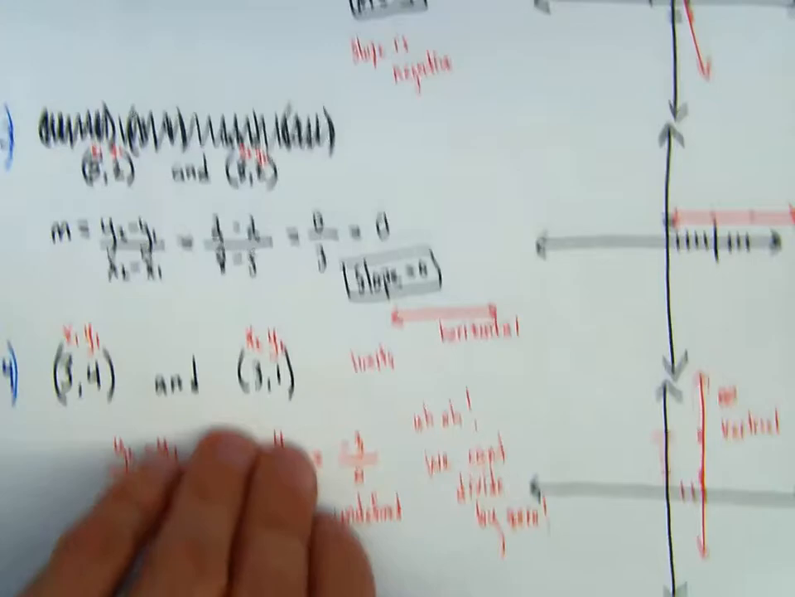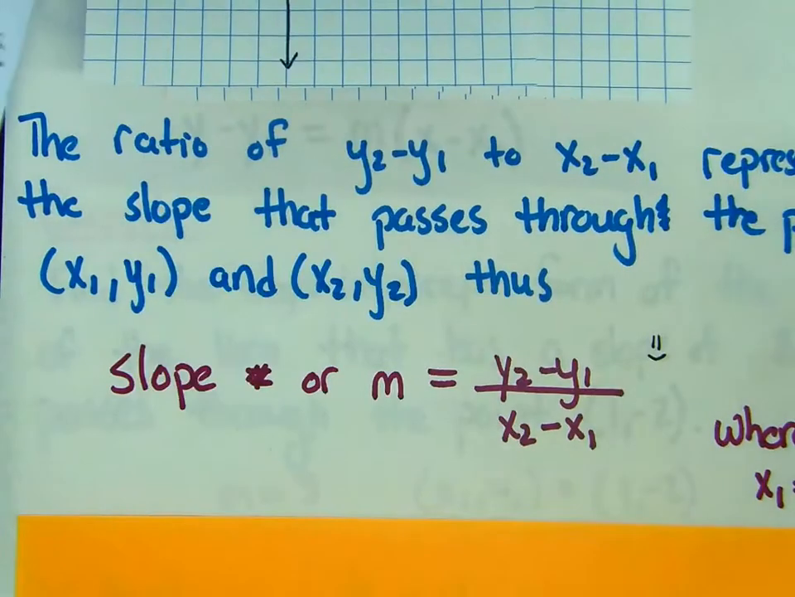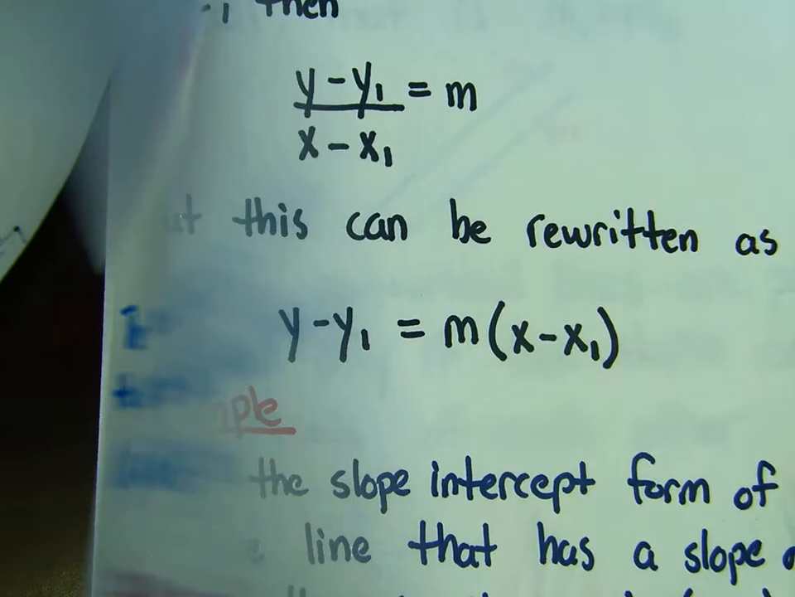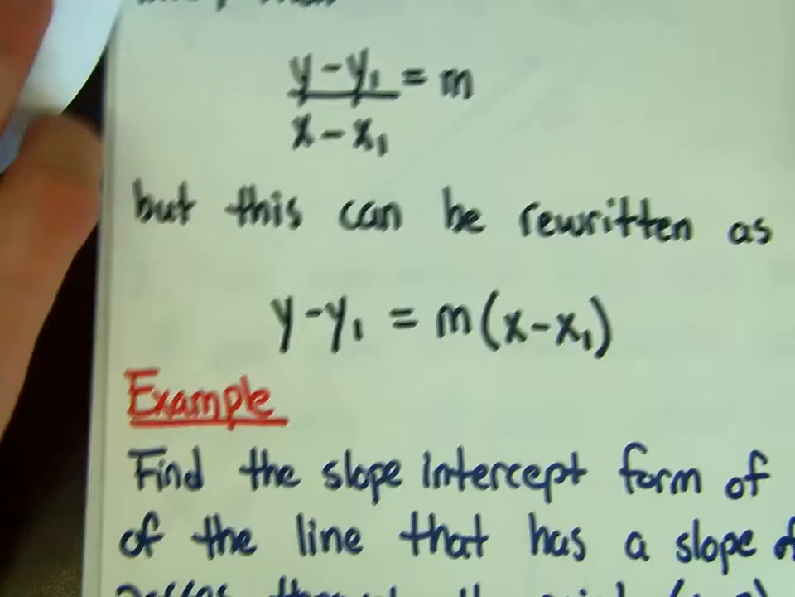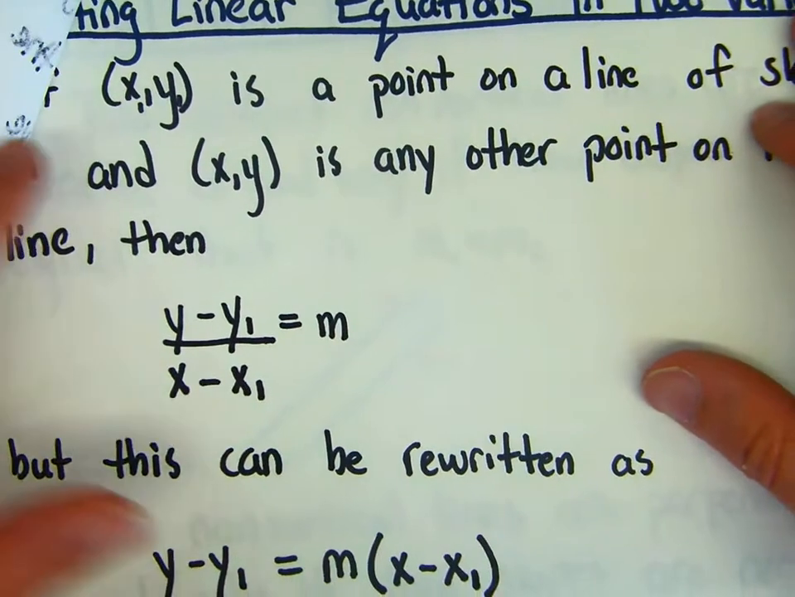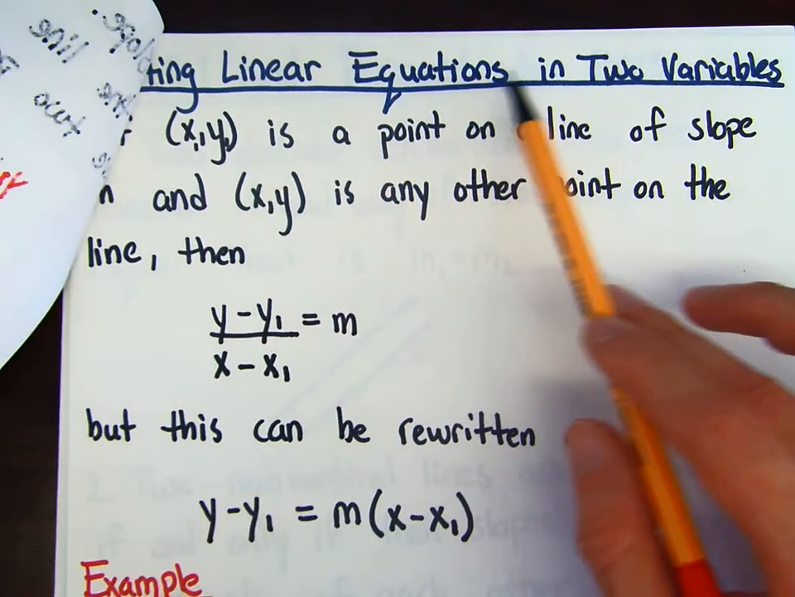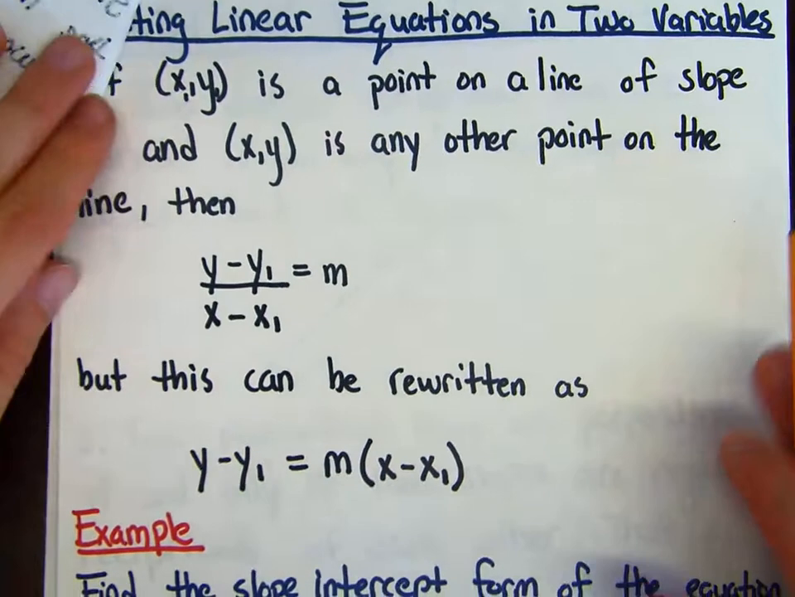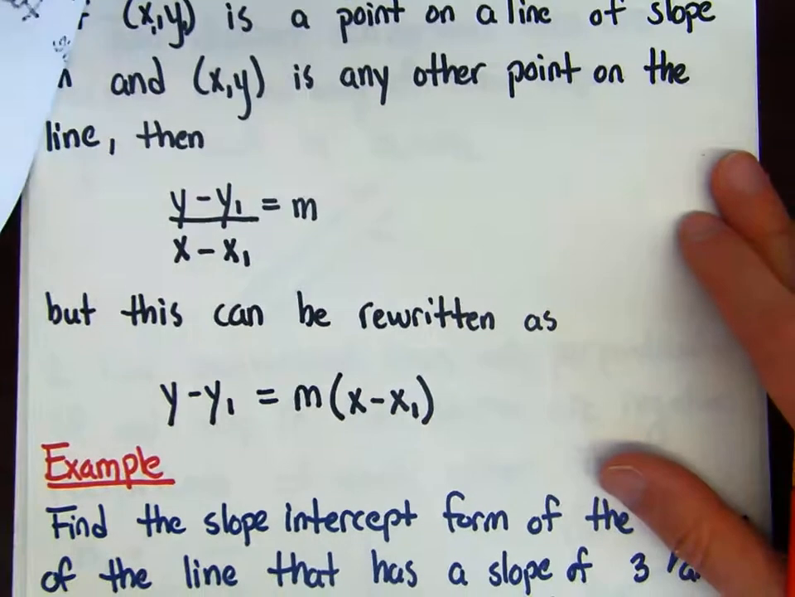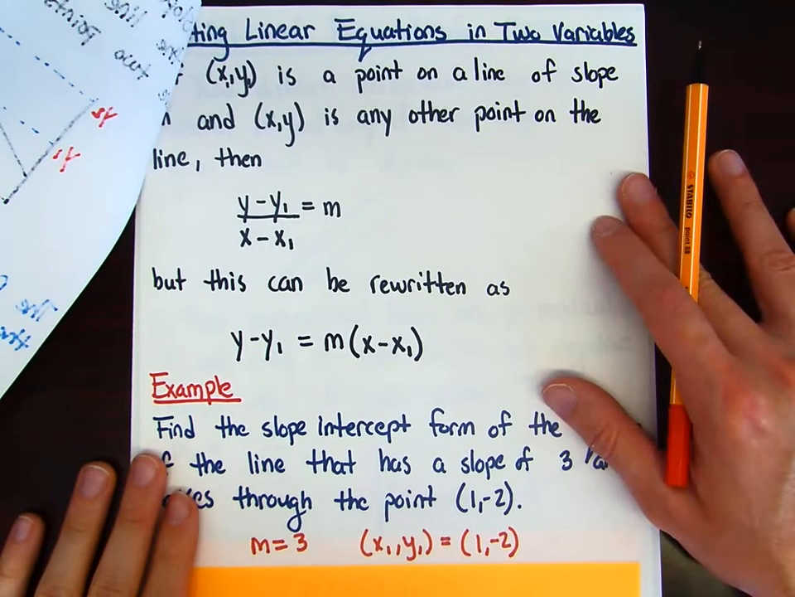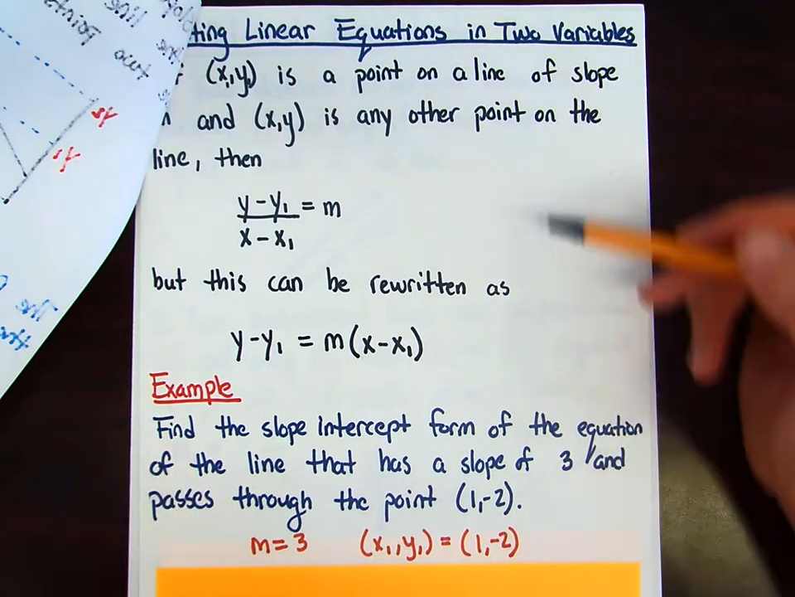Okay, great job. So let's continue on. Let's take a look here. This page we did. Okay, yeah, this one here. So this says writing linear equations in 2 variables. Do me a favor, please have this in your notes before we begin. Pause the video, have this in your notes.